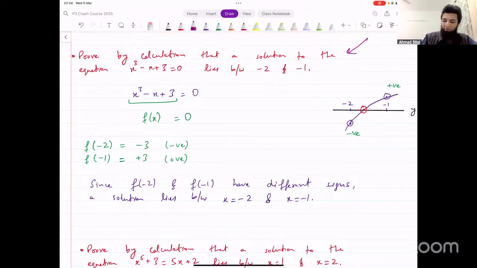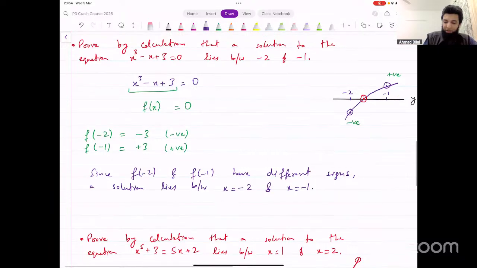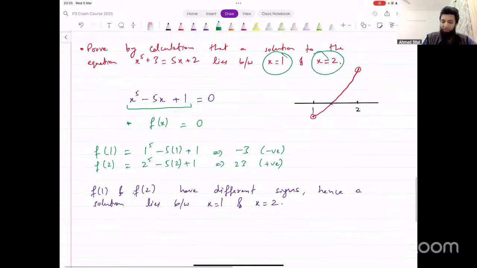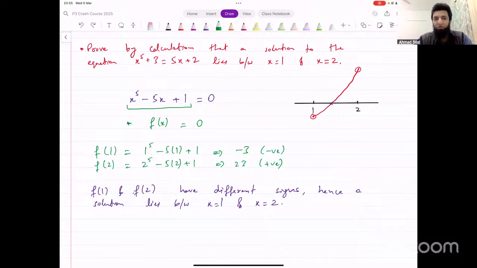In order to do something like this, you first of all need to convert the given equation to a form like this, where you have all the terms on one side and only 0 on the other side. If it's already that form, that's okay. If it's not that form, like in this question, you have to first convert it to this form, right? All terms on one side, only 0 on the other side. Once you have done that, you input those given values of x in this function. If one of them is negative and the other is positive, that proves that a solution lies between these two values. You have to write it down clearly.